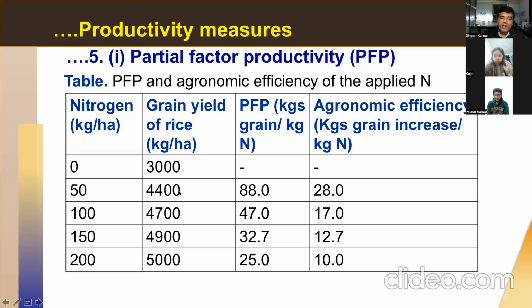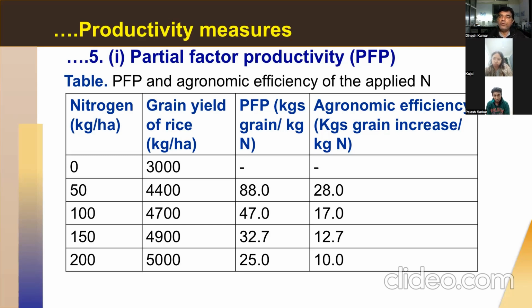But 4400 divided by 50, you get 88 kg. Similarly, 4700 divided by 100, you get 47. 4900 divided by 150, you get 32. 5000 divided by 200, you get 25. So these are partial factor productivities at different levels of nitrogen. You can see here, as you increase the doses, the value of PFP is decreasing. And we do not know at what value we will be able to get the maximum return.